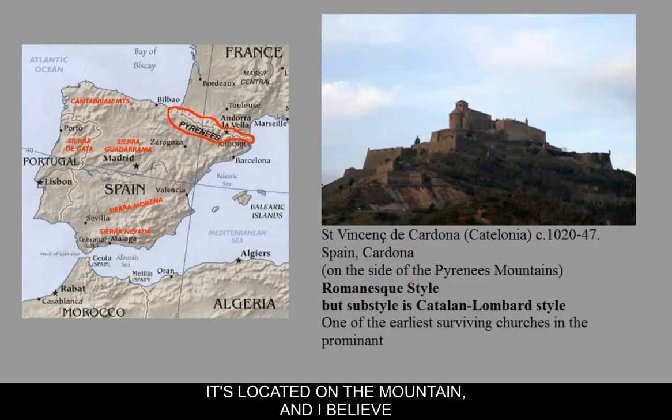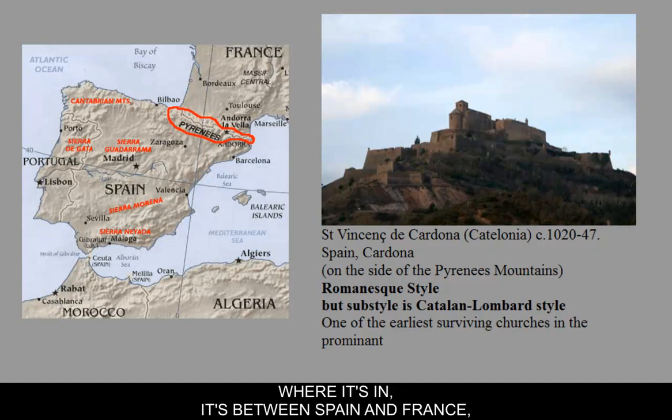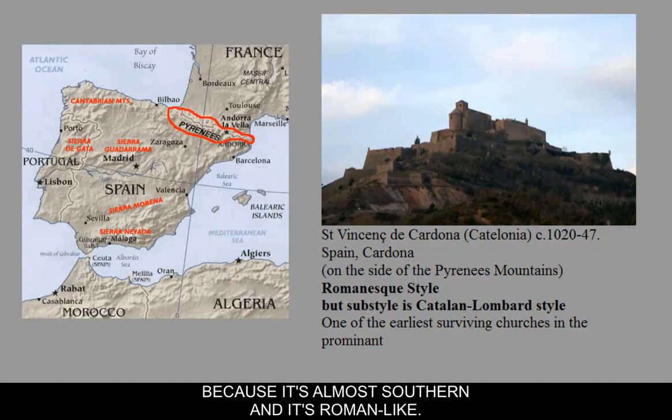And it's really, if you look at it, it's located on a mountain. And I believe that the reason for this probably is that it is built almost like a fortress, and people would run up to the churches and lock the doors. And so the big flat masonry would make a lot of sense in terms of what they would be wanting to build and how they would want to defend themselves. And so we're going to look at the geographic region where it's in. It's between Spain and France, which makes it kind of a perfect Romanesque area because it's almost southern and it's Roman-like. So the term Romanesque is kind of like when we studied Arabesque. It just means it's kind of Roman-looking, but it's not really in the classical Roman style.